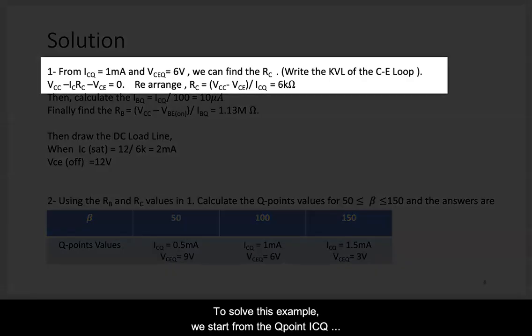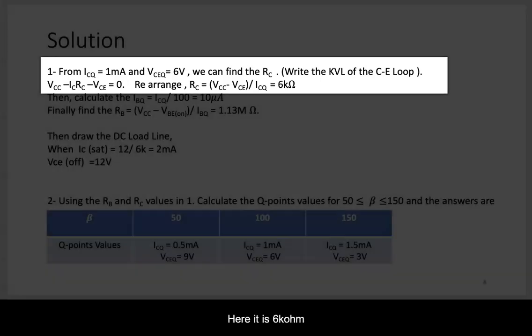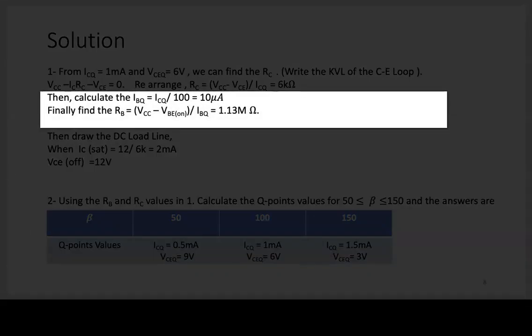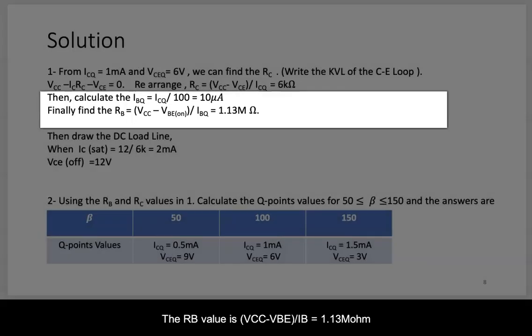To solve this, we can start from the Q point, ICQ and VCEQ. We can calculate RC. Here, we can see that RC is equal to 6 kilo ohm. Then, we can calculate the IBQ using the relationship ICQ over beta, and from there we can solve the BE loop and calculate the RB value. RB is VCC minus VBE over IBQ, and it is equal to 1.13 mega ohm.